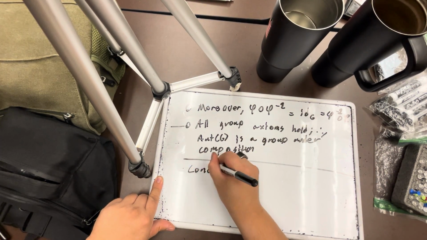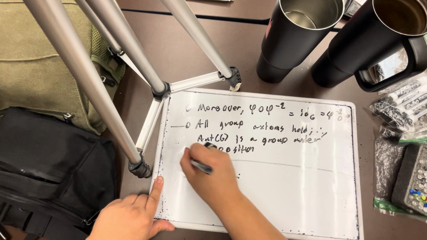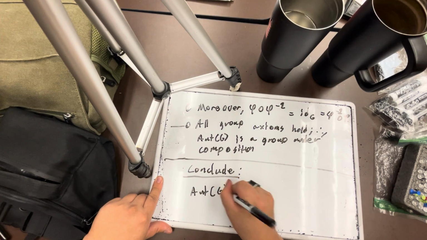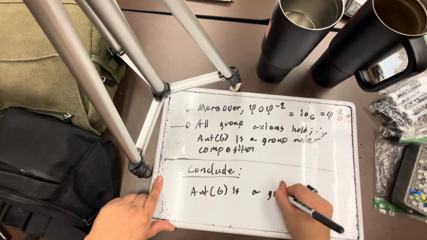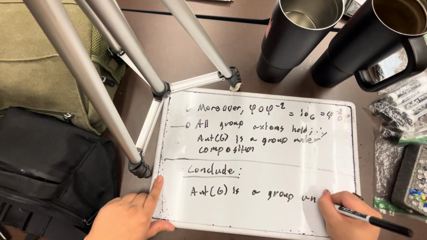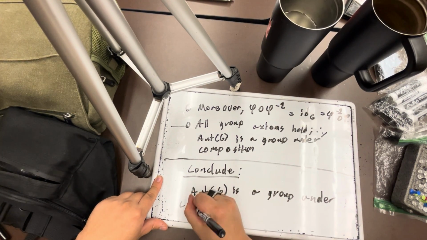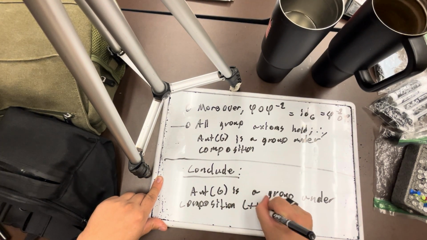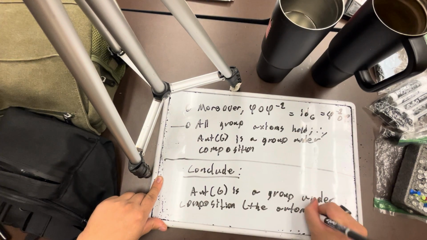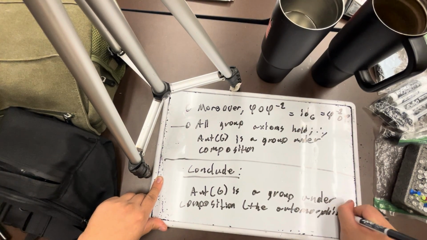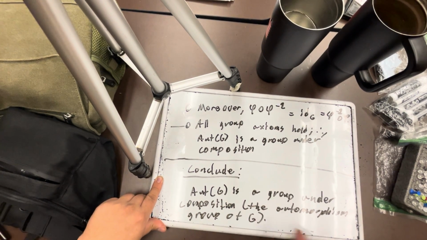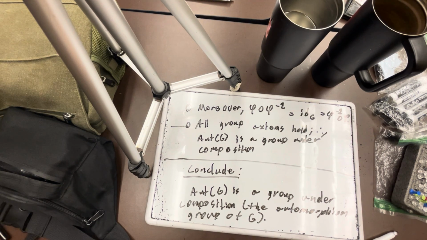So to conclude, Aut(G) is a group under composition. The automorphism group of G, right? Okay, so that's it for exercise 20. Let's move on to exercise 21 now.